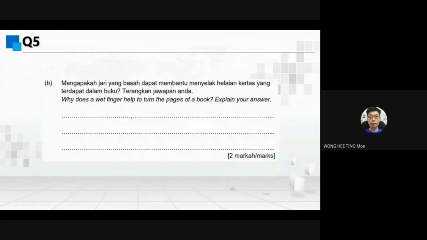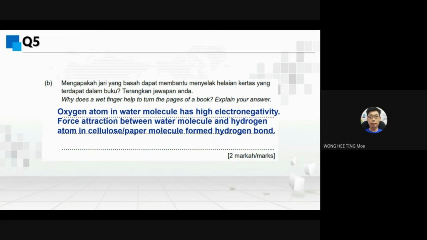Now, why does a wet finger help to turn the page of a book? Explain your answer. So, what is the concept you need to mention? You need to focus on what type of bond? Yes, hydrogen bond. The oxygen atom in the water molecule has high electronegativity, so the force of attraction between the water molecule and the hydrogen atoms in the cellulose or paper molecule forms the hydrogen bond. So you need to explain based on the hydrogen bond.